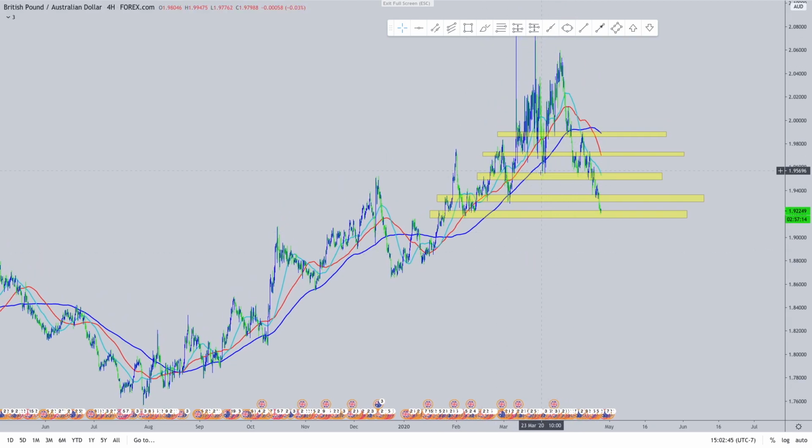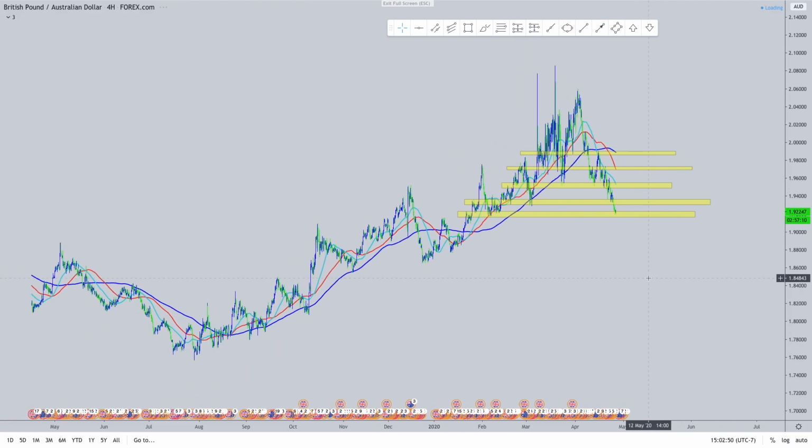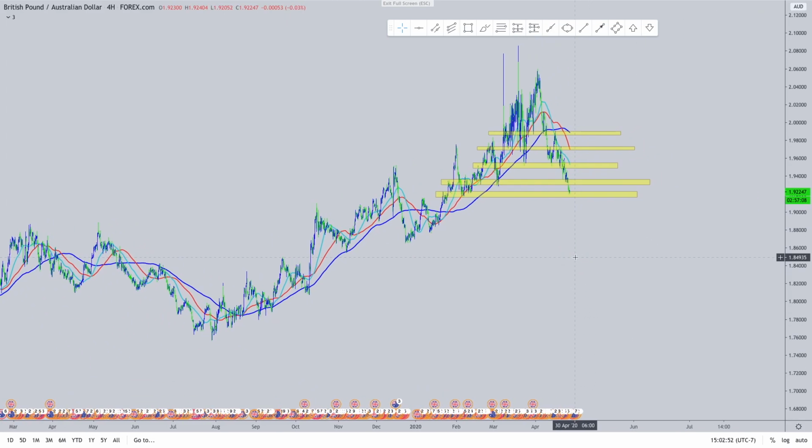It broke this higher low. So that was really interesting. And it happened for a few reasons. Fundamentally, basically, the Australian dollar has been benefiting due to the fact that they've handled the coronavirus very well, which makes their currency very attractive. They have very few cases and they're looking at reopening their economy very soon, unlike some other countries. So that makes the Australian dollar very attractive at the moment.